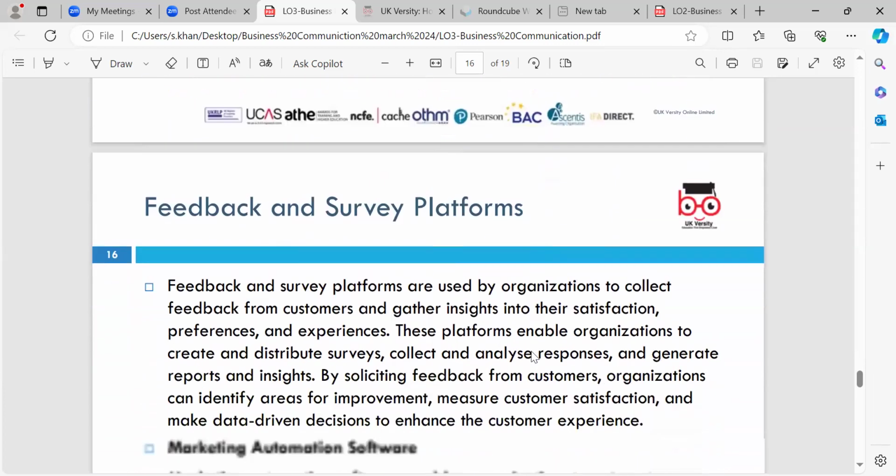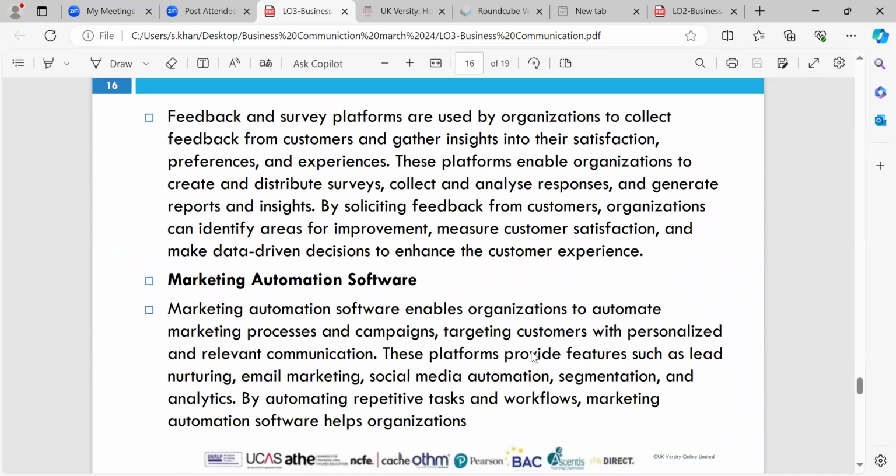Feedback and survey platforms, another really important element. Feedback and survey platforms are used by organizations to collect feedback from customers and gather insights into their satisfaction, their preferences, and also experiences. These platforms enable and generate reports and insights.